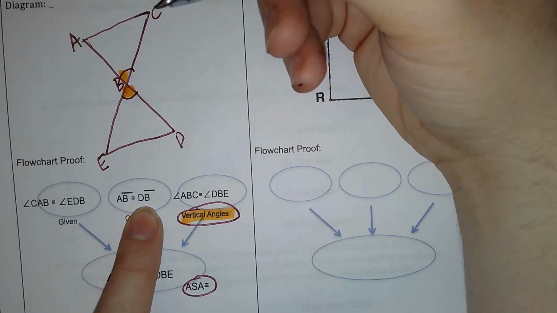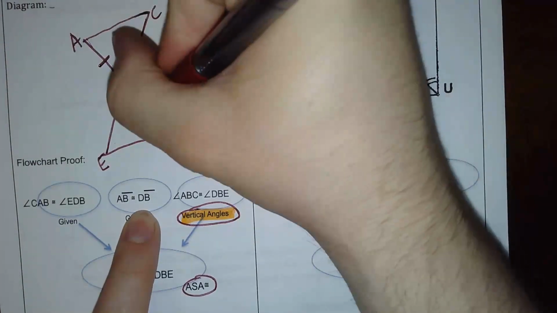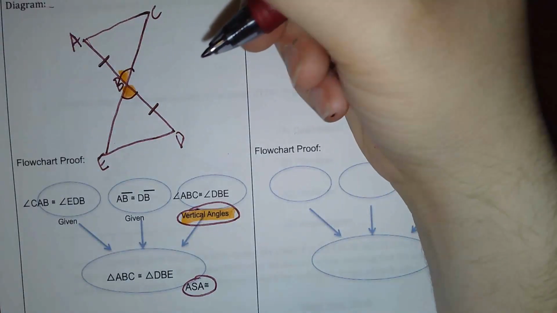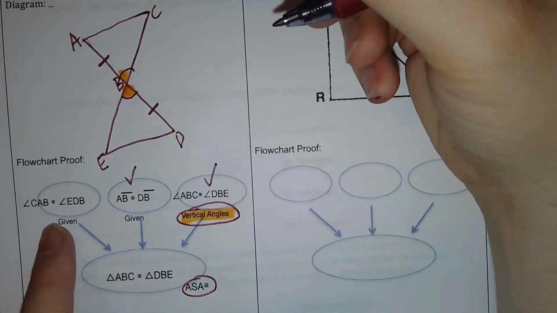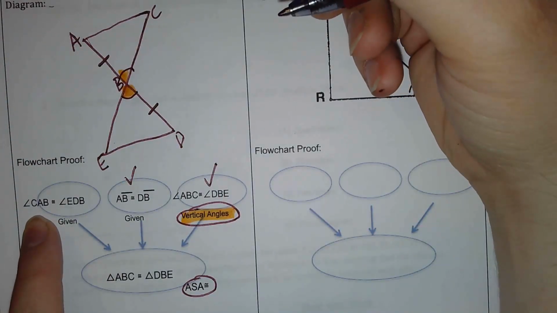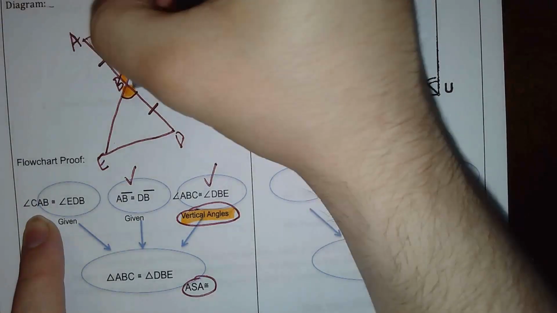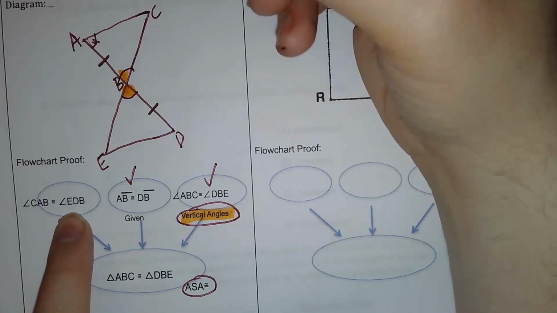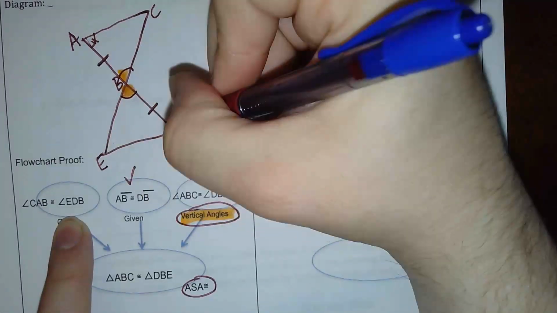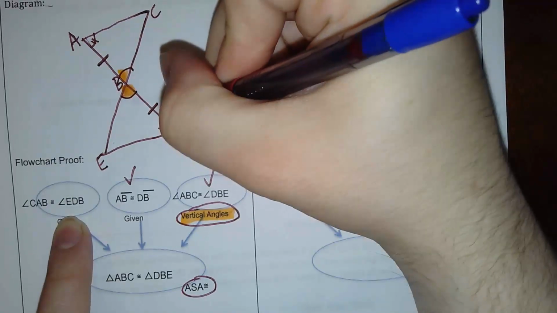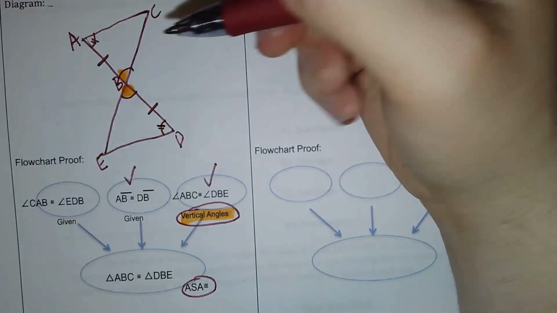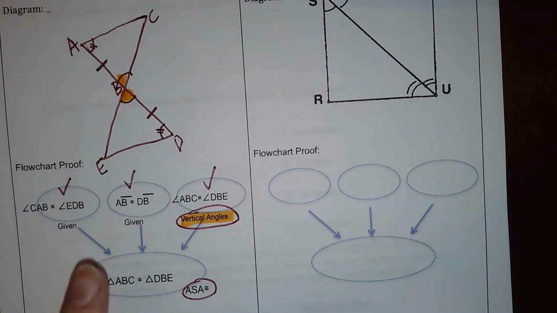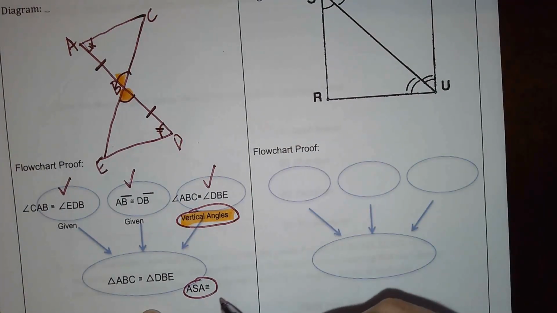AB and DB. AB is congruent to DB. So I'll put a check mark on that. I'll put a check mark on this. Now we also have angle CAB. CAB is this angle right here. And angle EDB. EDB is angle D right there. So let's put a check mark on that. Everything matches up. Now all we have to do is decide if this actually is angle side angle.